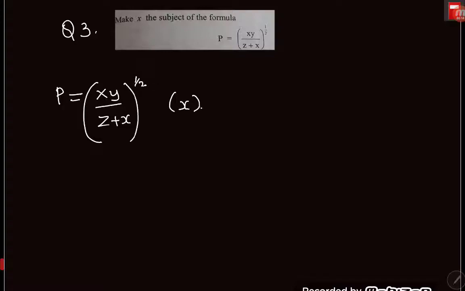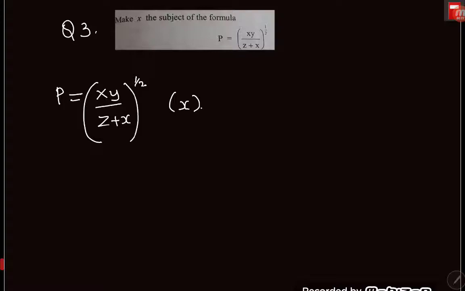Question 3. Make x the subject of the formula P is equal to x y over z plus x, and this whole value is raised to the power a half. We are to make x the subject.